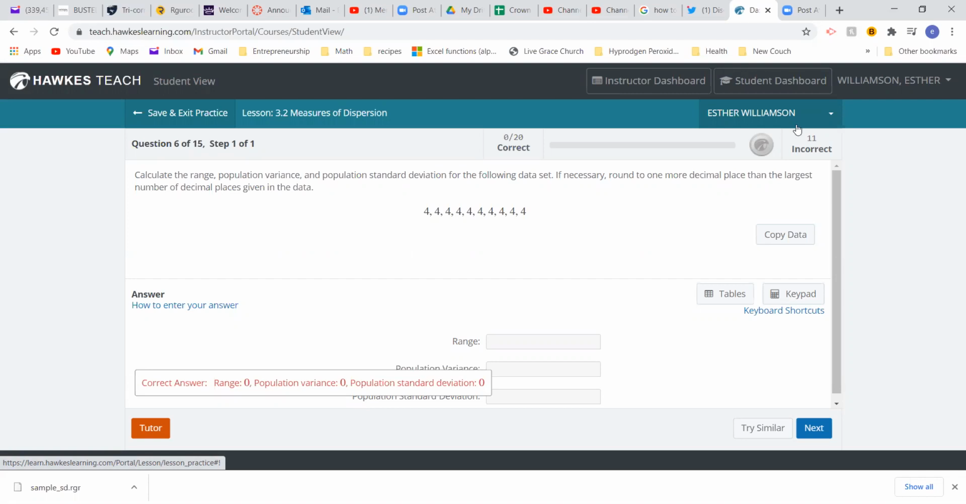But notice for our data set here, there's 10 fours. There is no variation whatsoever. Okay, so the range would be the max minus the min. 4 minus 4 is 0. The population variance would be 0 because there's no differentiation from your mean. Your mean is going to be 4, and then every value is 4. So population variance is 0, and so is your standard deviation.